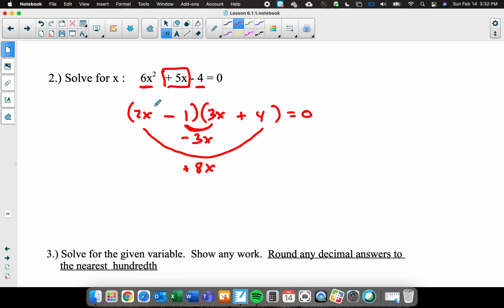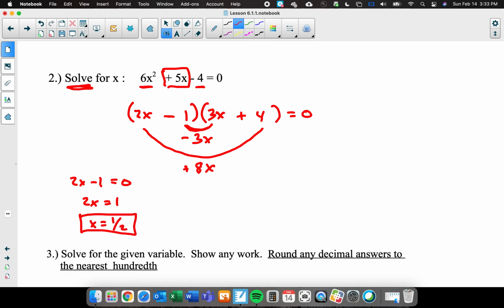Remember, a key word here is solve for x. Here's where the zero product property comes into play. Now we take the first factor, 2x minus 1, set it equal to 0, and solve. We add the 1 over, divide both sides by 2, and I get x equals 1/2.